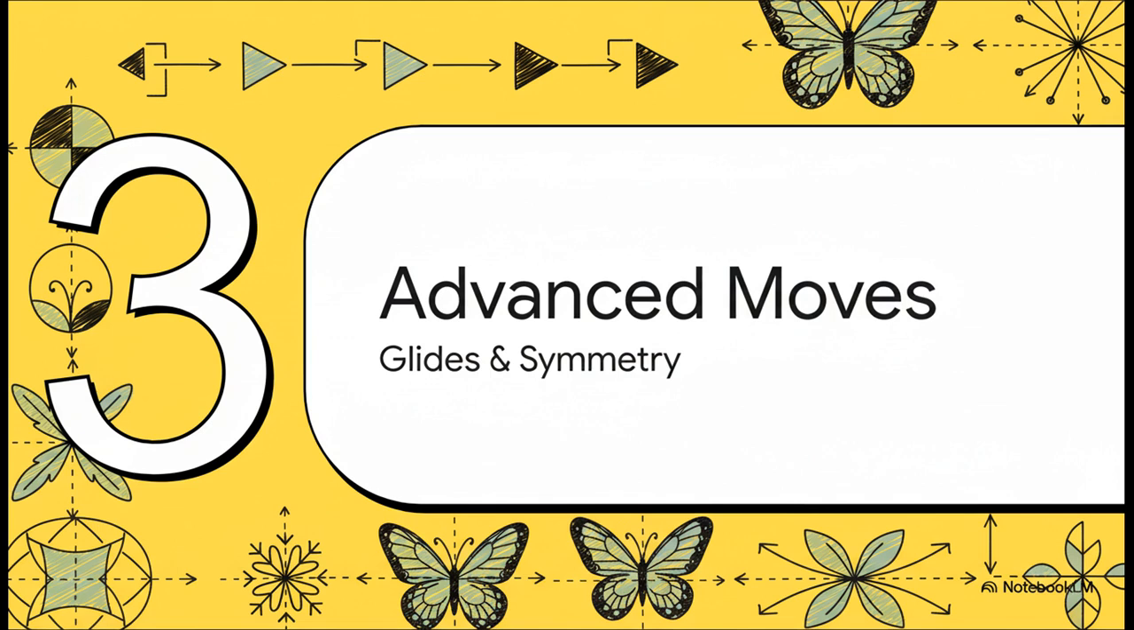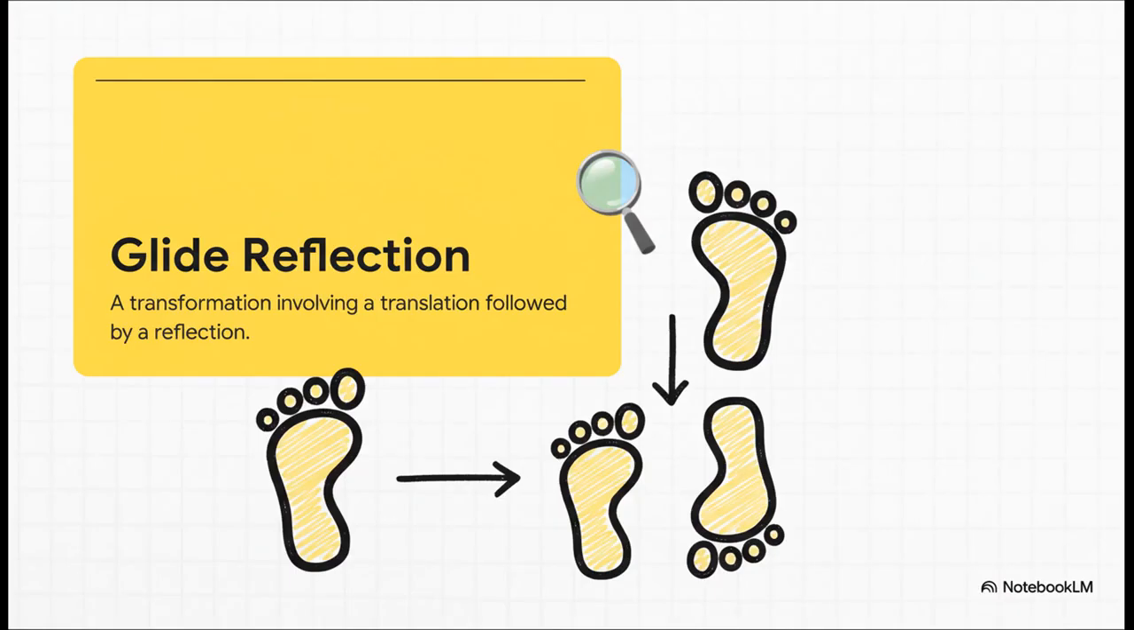We're going to look at something called a glide reflection and the beautiful idea of symmetry. A glide reflection is, well, it's exactly what it sounds like. It's a combination of a glide, which is just another word for a translation or a slide, and then a reflection. Think about walking on a wet beach. You take a step forward, that's the glide, and in the puddle next to you, you see a perfect reflection of your footprint. That's the idea.